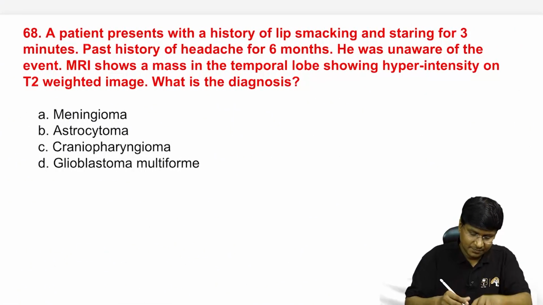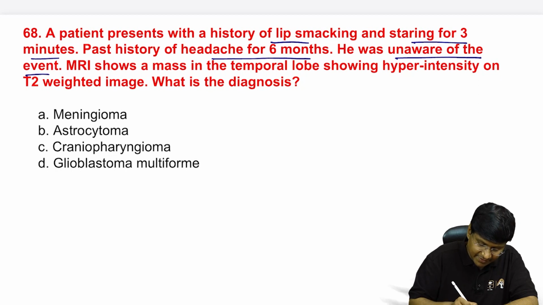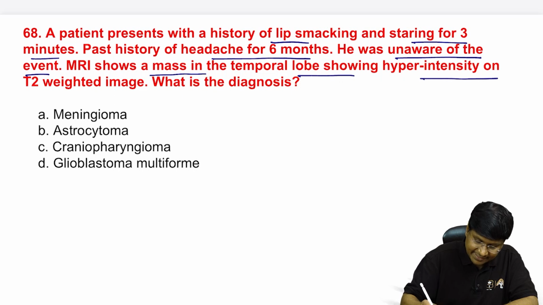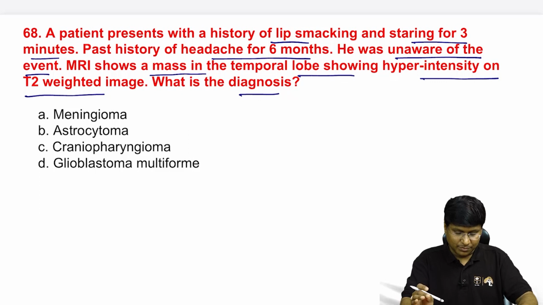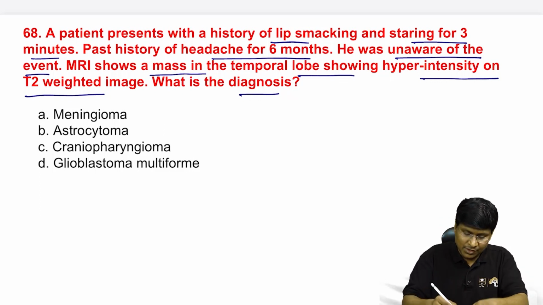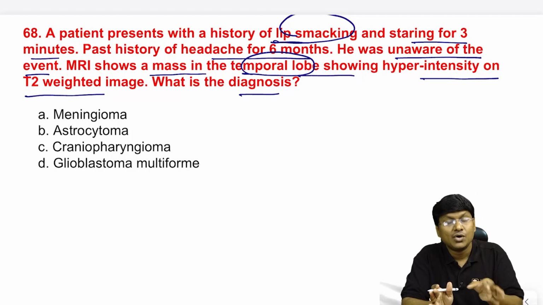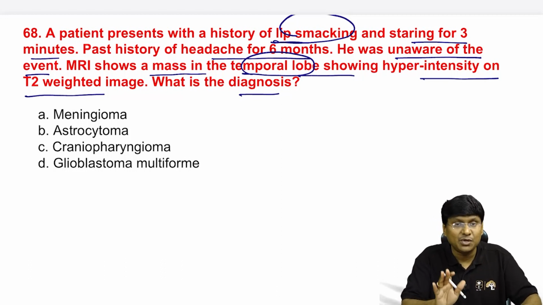Next question. A patient presents with a history of lip smacking and staring for 3 minutes. Past history of headache for 6 months. He was unaware of the event. The MRI shows a mass in the temporal lobe showing hyperintensity on T2 weighted image. What is the diagnosis? Meningioma, astrocytoma, craniopharyngioma, glioblastoma multiforme. The patient is having lip smacking and the MRI shows temporal lobe hyperintensity, so this is a feature of complex partial seizure secondary to a tumor.